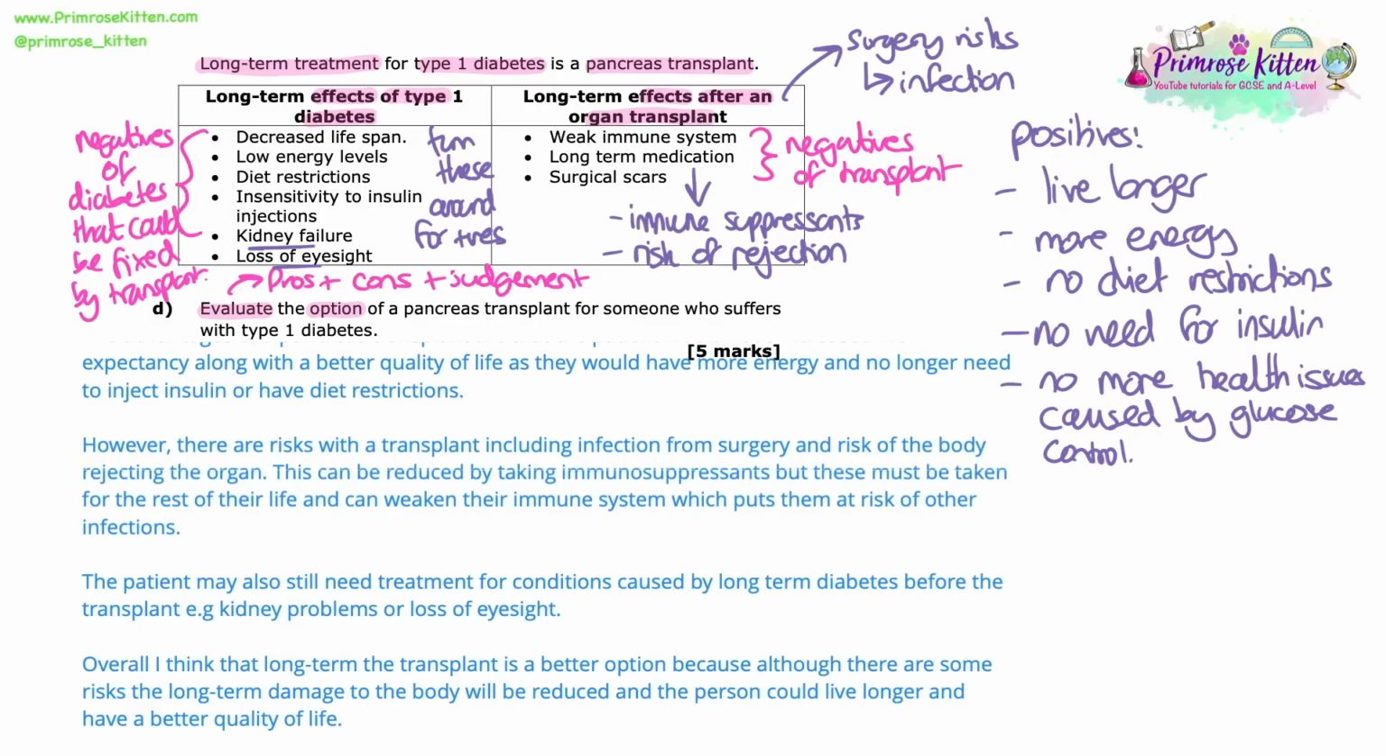So there's lots of different ways you can word your judgment, and it doesn't really matter what you choose. It doesn't matter if you said, I don't think the transplant's a good idea, I think just treating diabetes with insulin is better. That's fine, as long as you've backed it up with reasons that make sense and are logical.